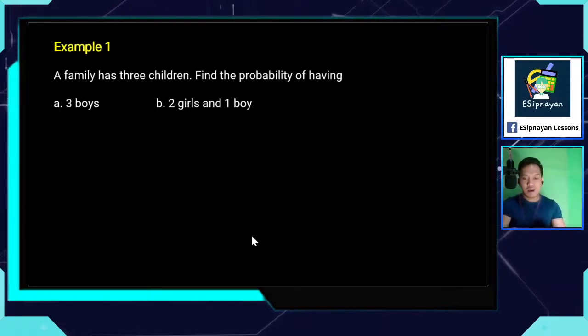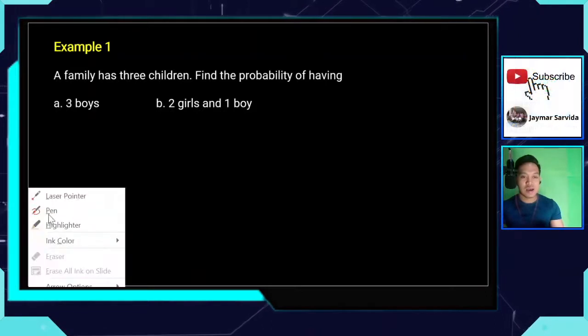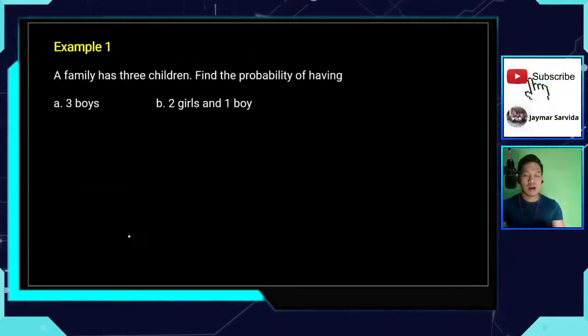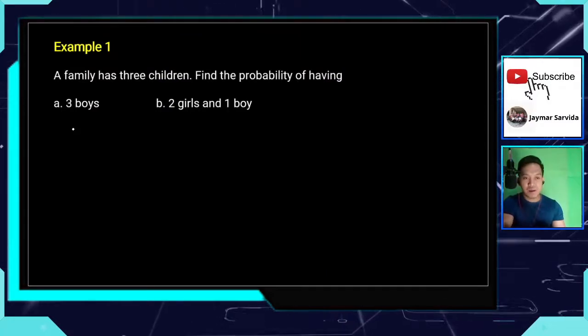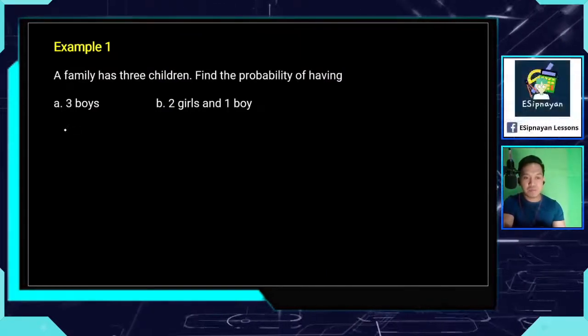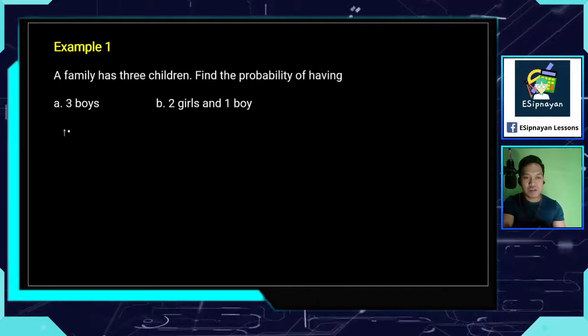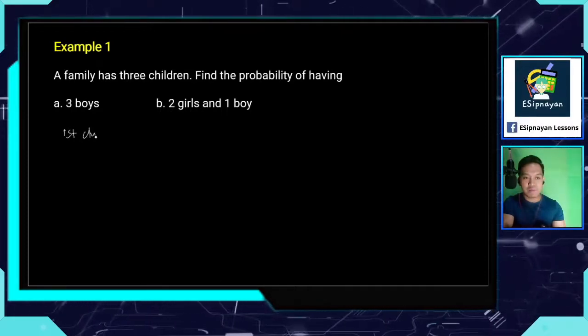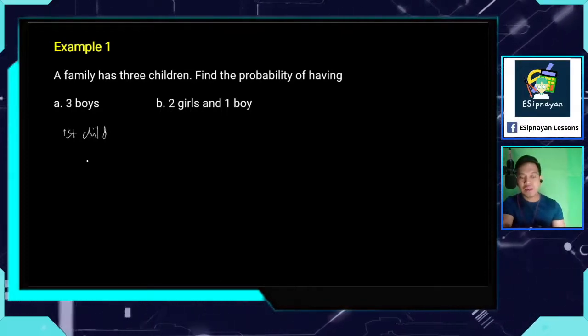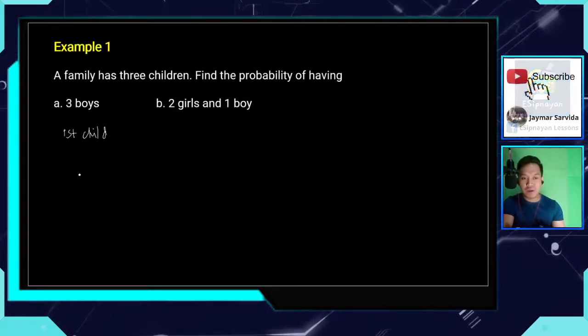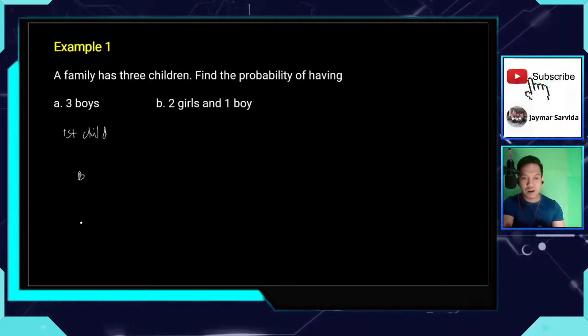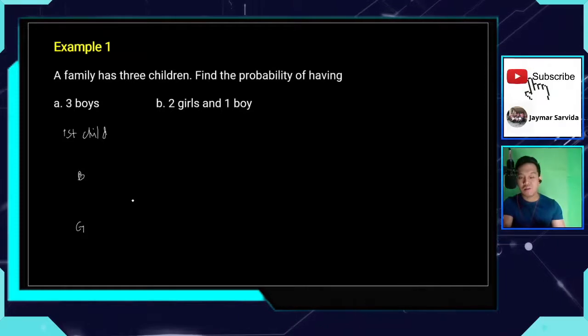Okay, so teka lang class ha. Ayan. Gagamit ako ng puting ink. Okay, so for the first child, okay, sa first child tayo. Okay, first child. Ayan, it can be boy or girl, right? For the first child.